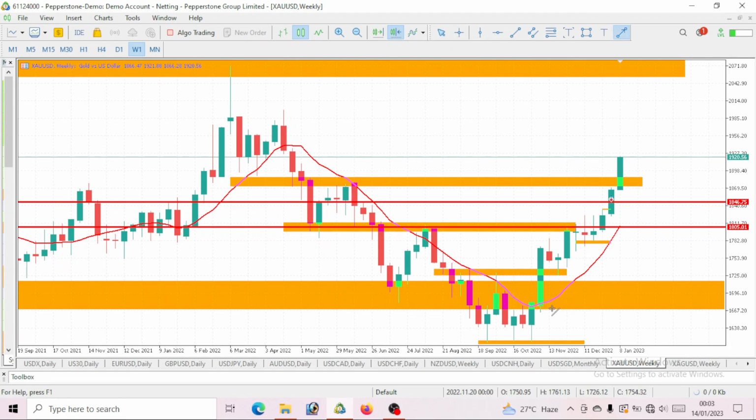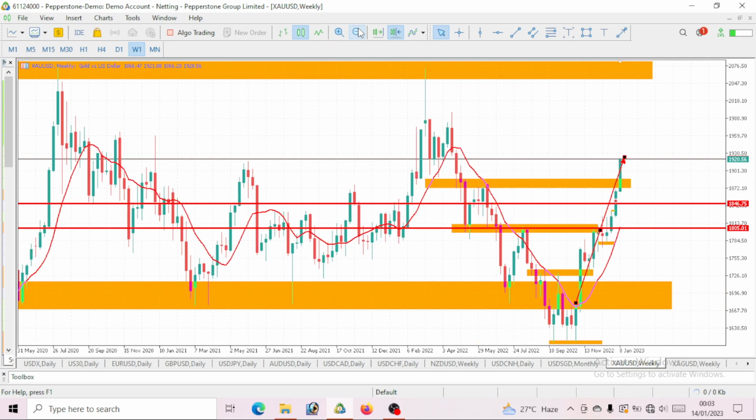Then we will now continue the bullish move on gold. So above all, gold is still on a bullish move. And you can also see it is still trading above this 10 period simple moving average. So we still expect more bullish move to be made on our gold.